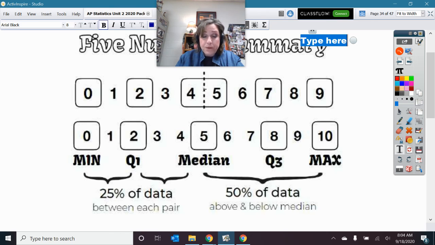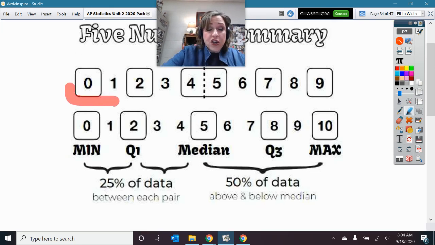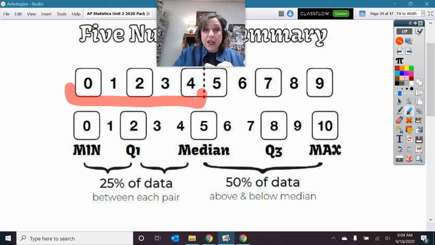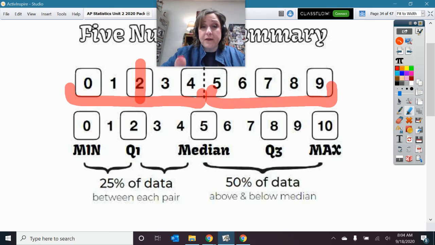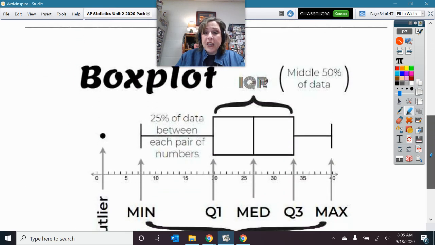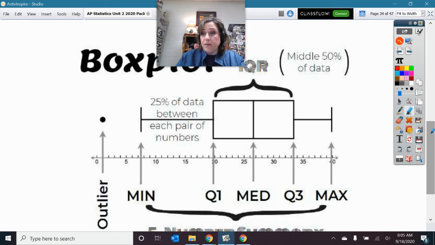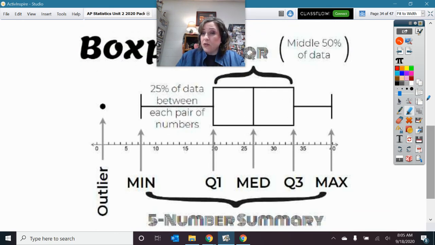Okay, now talking about how to get this Q1. What your Q1 is going to be is you're going to take the bottom half of the data and find the median, or the middle, of that bottom half. So that middle of the bottom half of data will be your Q1. And likewise, the middle of the top half of data will be your Q3. So that's how you physically find what those other pieces of data are. Here's just another representation so you can see the box plot also written out, and there's your 5-number summary.